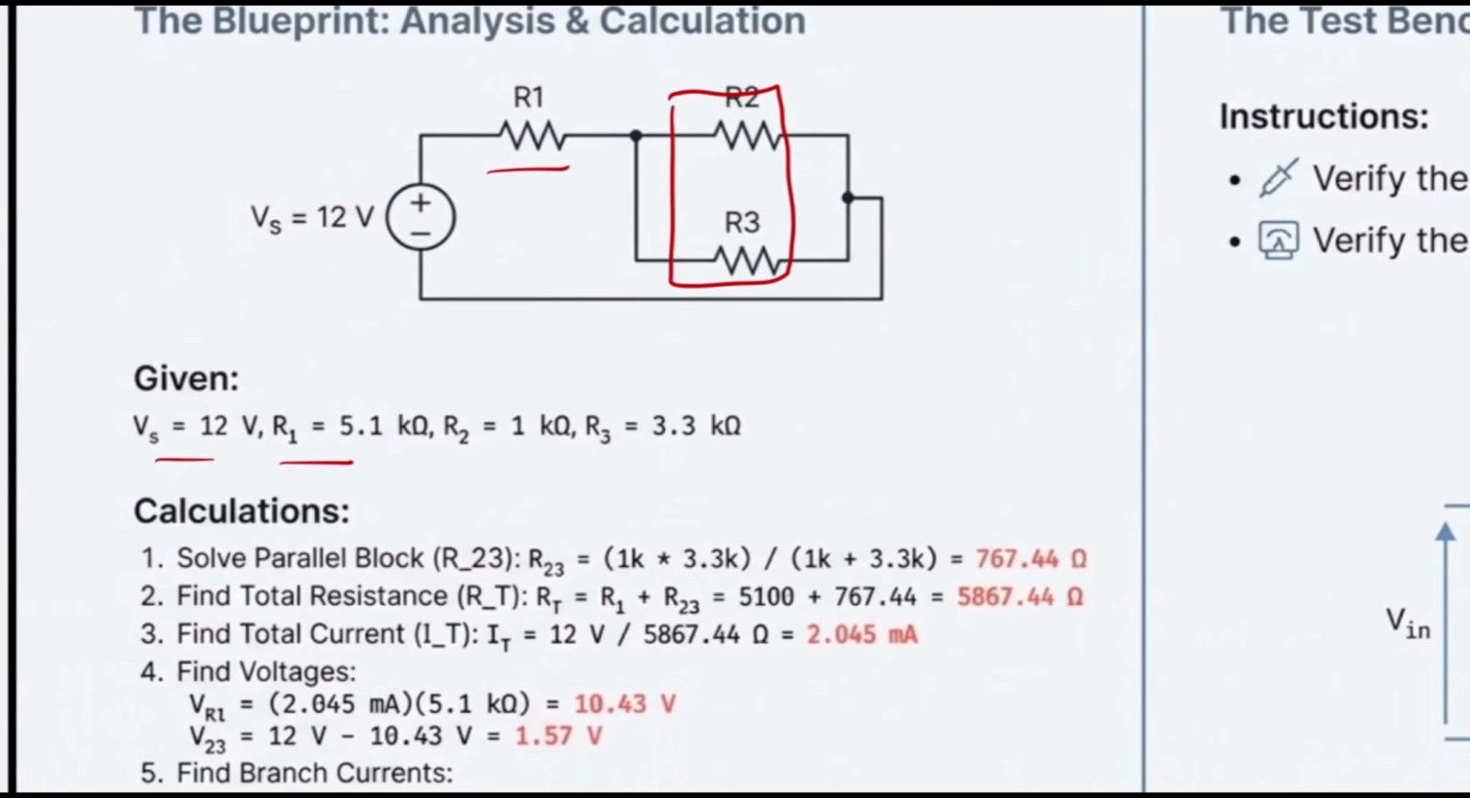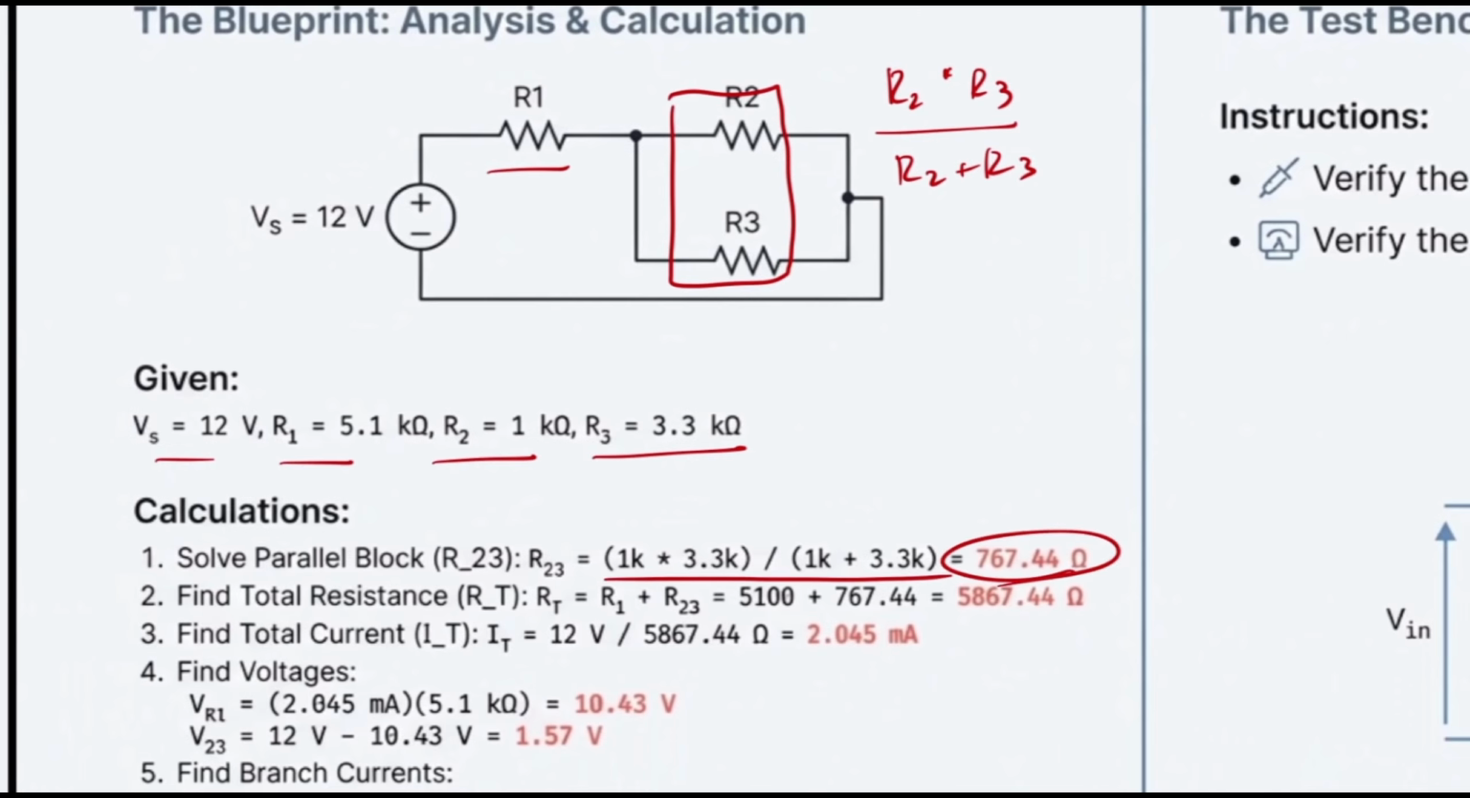So Vs is 12 volts. R1 is 5.1K, R2 is 1K, and R3 is 3.3K. How can I find the parallel of R2 and R3? Simple. R2 multiplied by R3 divided by R2 plus R3. So if I do that, I have my parallel section. It would be 767 ohm.